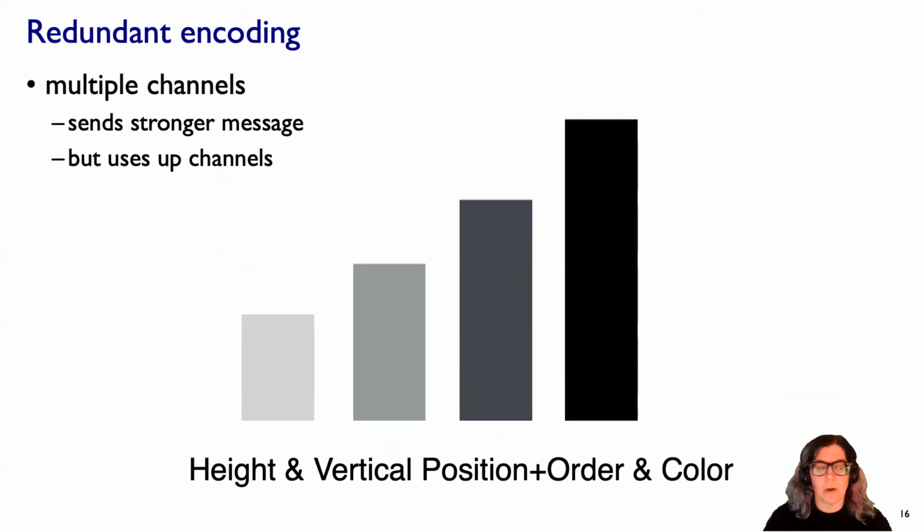Here's an example, back to our example of a bar chart, right? We're height coding. As I said before, we're also vertical position coding. In fact, not only the vertical position, but even the relative order of these, we're also using that. And in fact, here we're even color coding as well. So the same attribute is being used for multiple different channels.